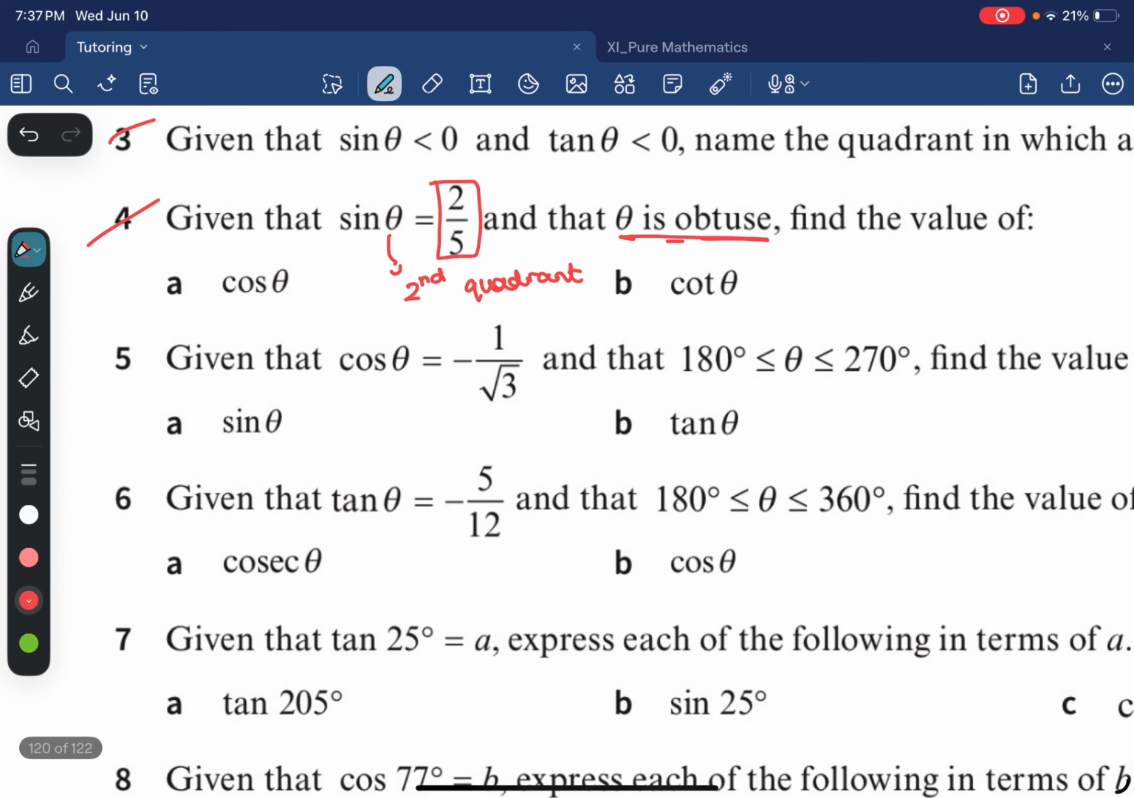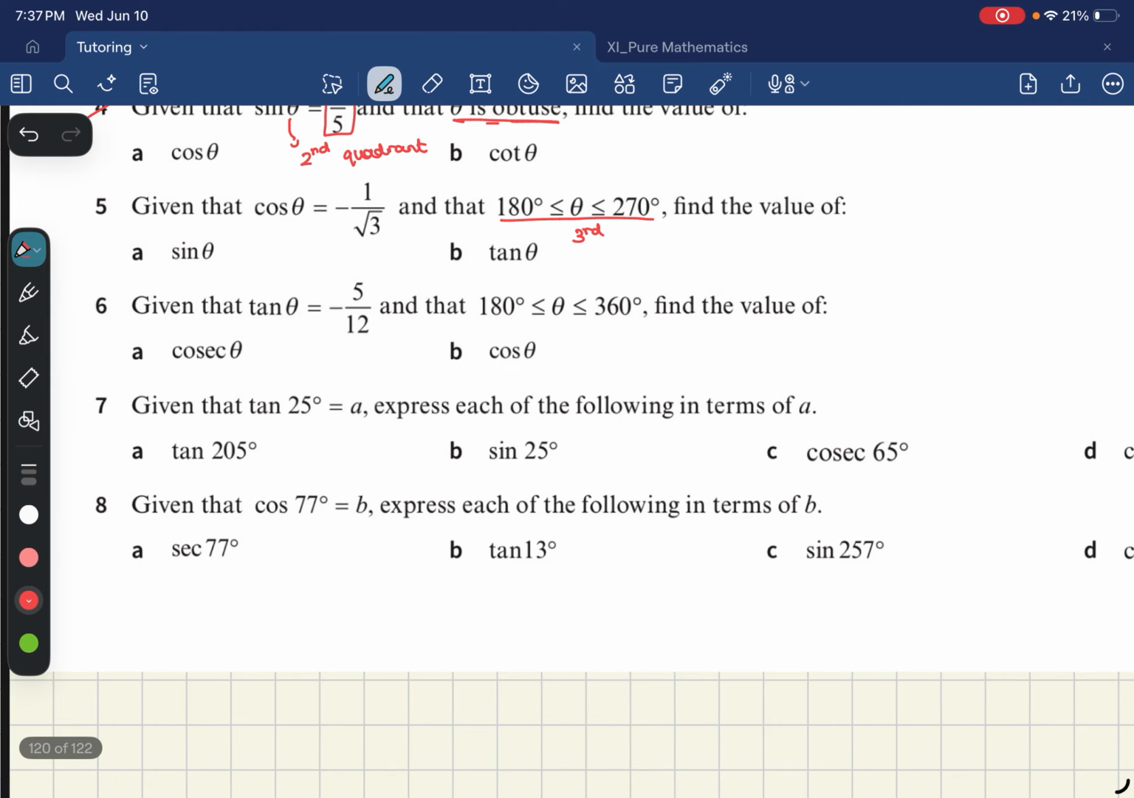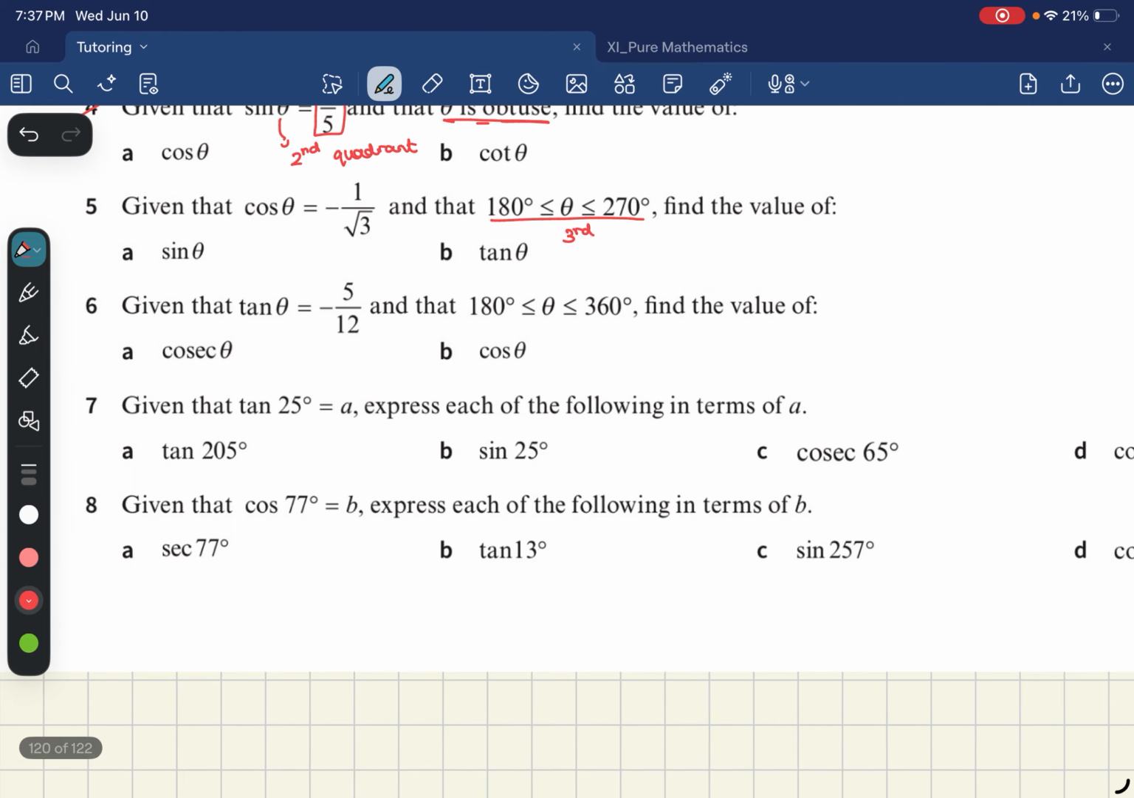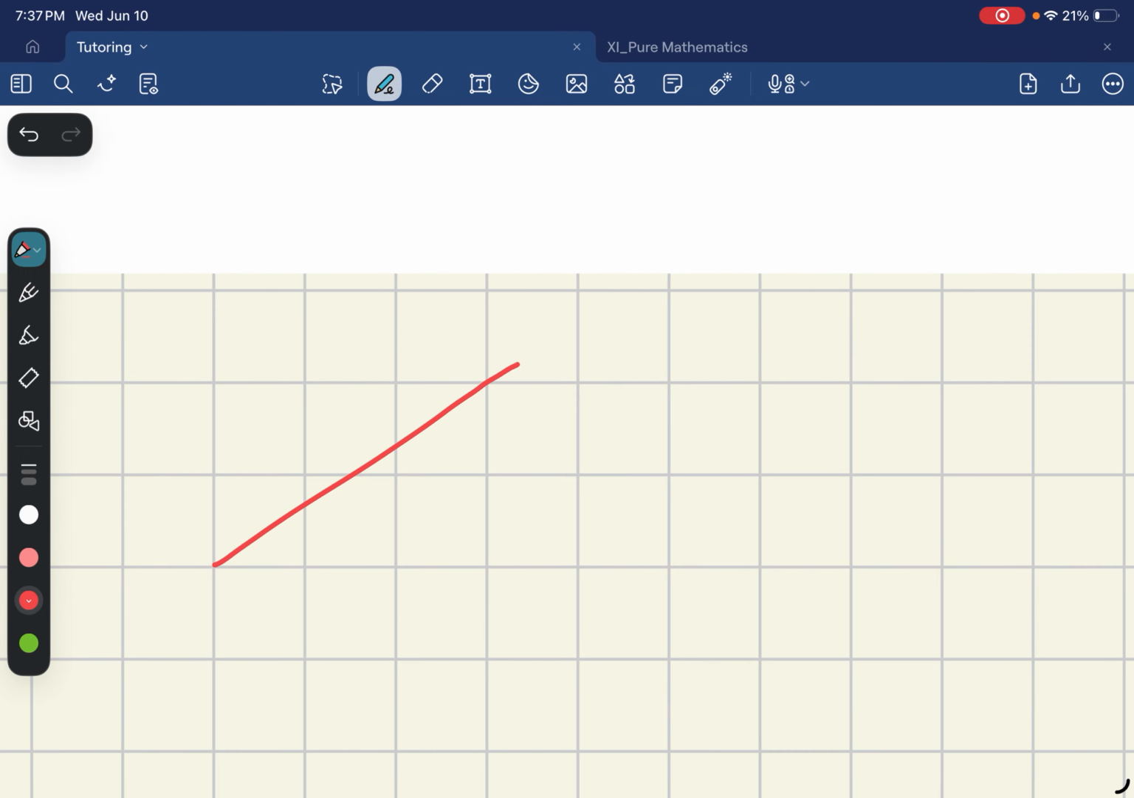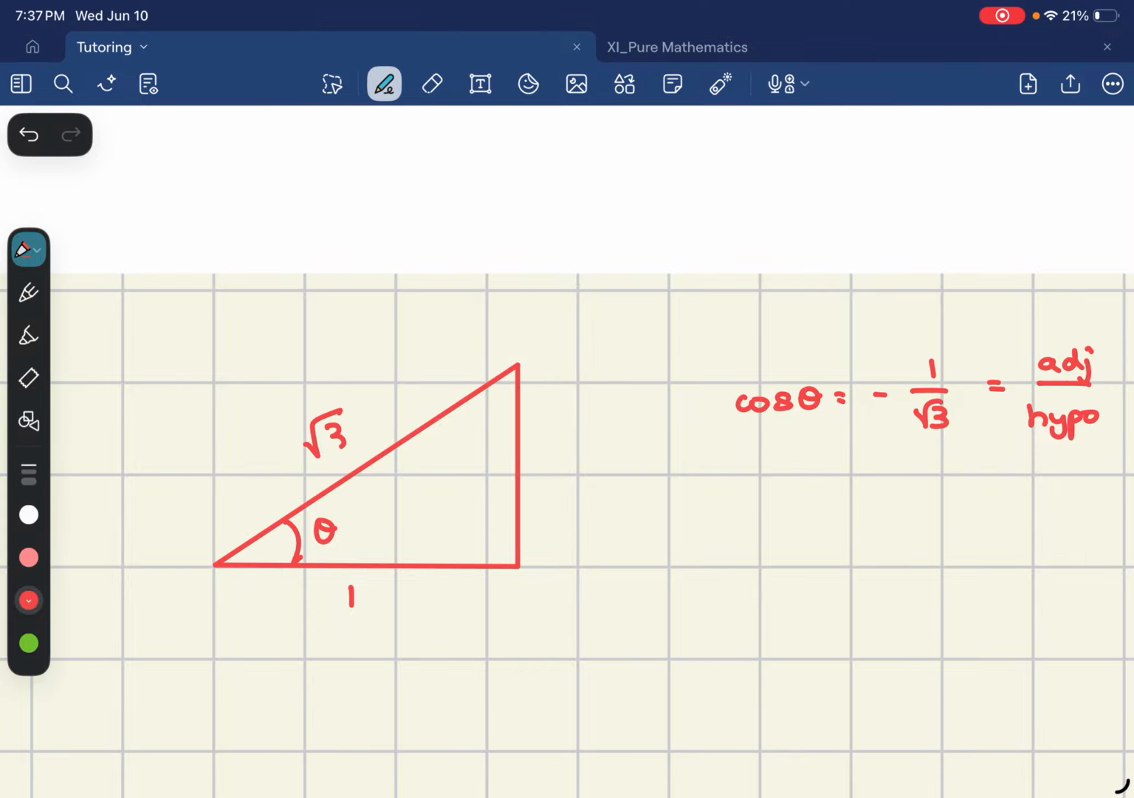Given that cosine is this value, and you are given the quadrant, it's in the third quadrant. Find the value of this. All right, so you can ignore the negative sign for now. So you just draw this triangle. You take theta, and then you are given cosine theta is equal to negative 1 by root 3. So ignore the negative sign. Cosine theta is just adjacent over hypotenuse, right? So if you draw your right angle, this is 1, this is root 3. Adjacent is 1, hypotenuse is root 3.